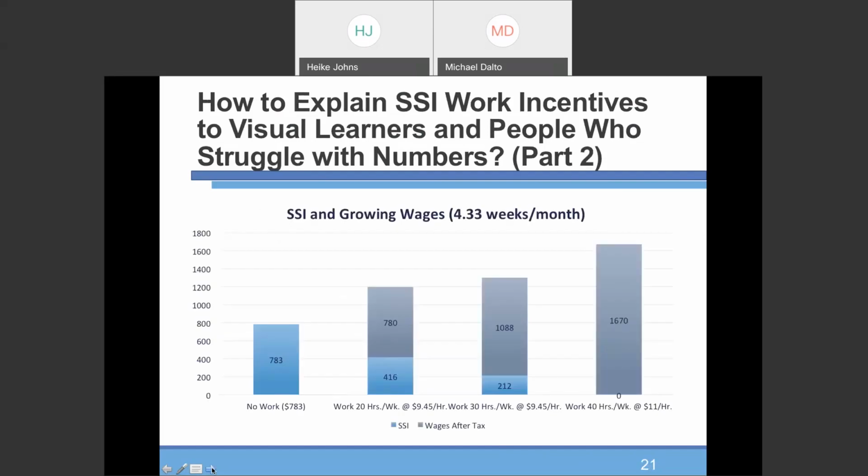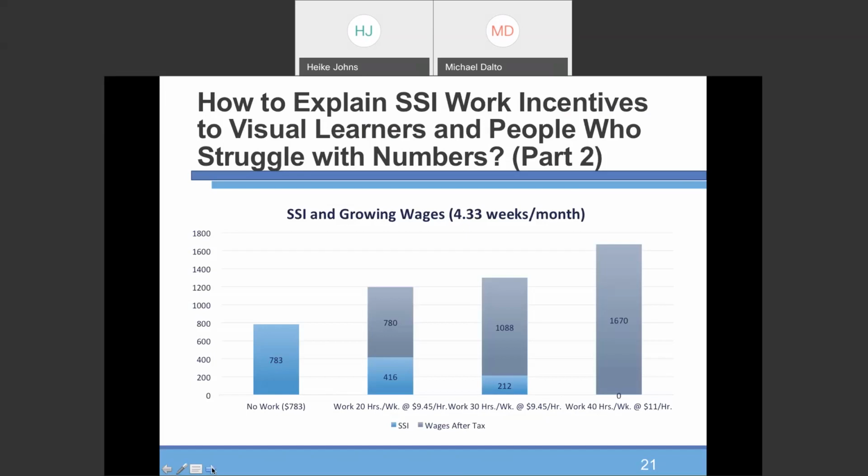So bar graphs can be really useful, even for people who like visuals, even for people who don't like numbers very much, because they can ignore the numbers and just look at the size of the bars in their graphs. And you can see, for example, in this graph, that a person not working, getting only SSI, is going to have less money than a person working 20 hours a week, even though their SSI is reduced.